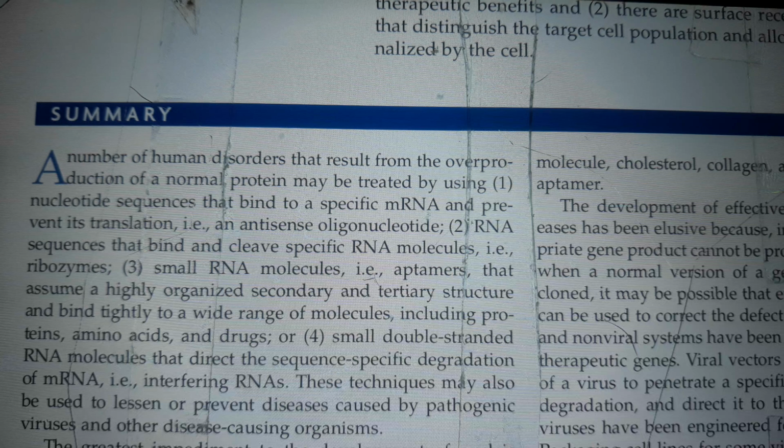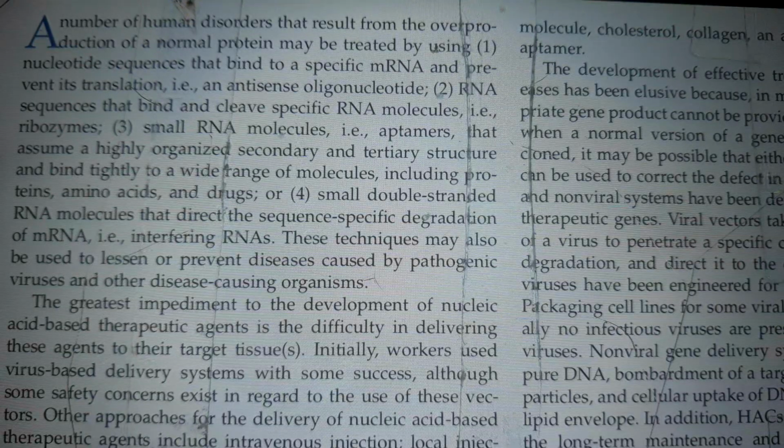Excuse me. And now on to the summary. A number of human disorders that result from the overproduction of a normal protein may be treated by using: 1. Nucleotide sequences that bind to a specific mRNA and prevent its translation, that is, an antisense oligonucleotide. 2. RNA sequences that bind and cleave specific RNA molecules, that is, ribozymes.